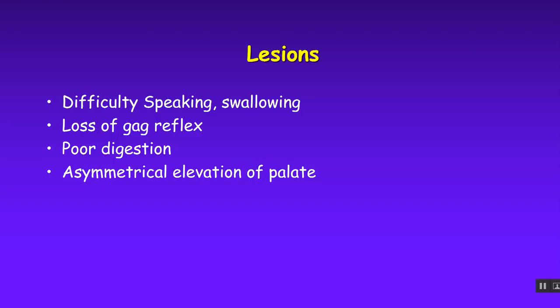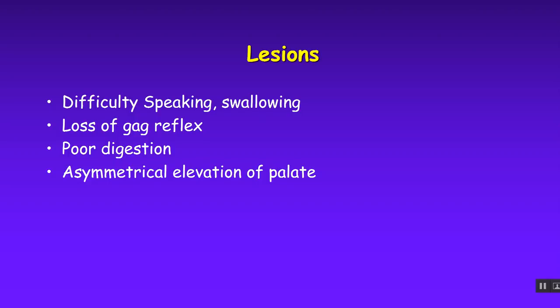So if your damage or lesion is in the brainstem affecting the cranial nerve 10 nucleus or the nerve on the right side, the uvula, when they say "ah," will deviate to the left. So it'll deviate contralateral to the lesion if it's actually impacting the nerve or the nucleus.